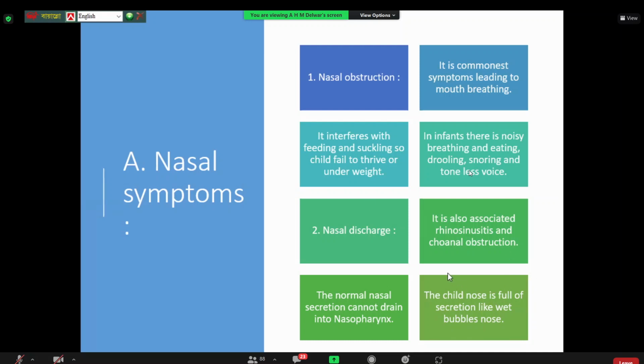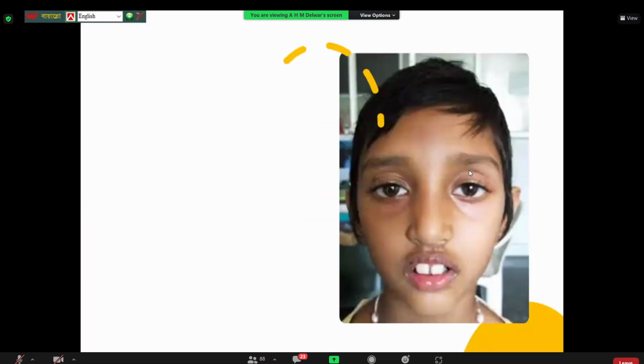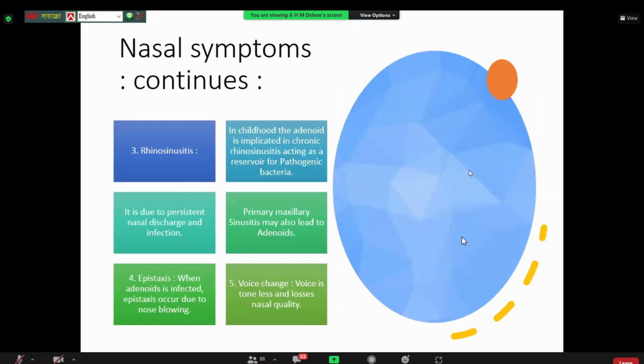Bubbly nose. So this is all right for nasal symptoms. Another picture: there is prominent incisor teeth. You see an open mouth. There is no nasolabial groove. The pinched nostril. Okay. What happens next? Nasal symptoms. There is rhinosinusitis.